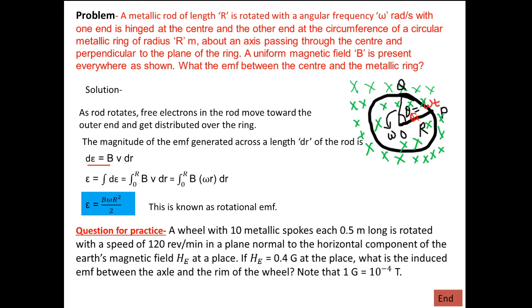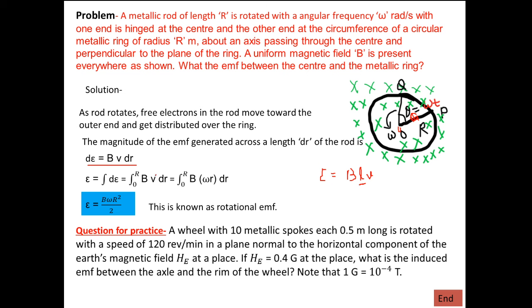Then what will be the induced EMF? As we saw earlier, the induced EMF equals BLV. It is the motional EMF. Here L is a small length, dr, so the induced EMF is dE equals BV dr. So for the total EMF we have to add such contributions. The total EMF is the integration of this, with r taken from 0 to r.